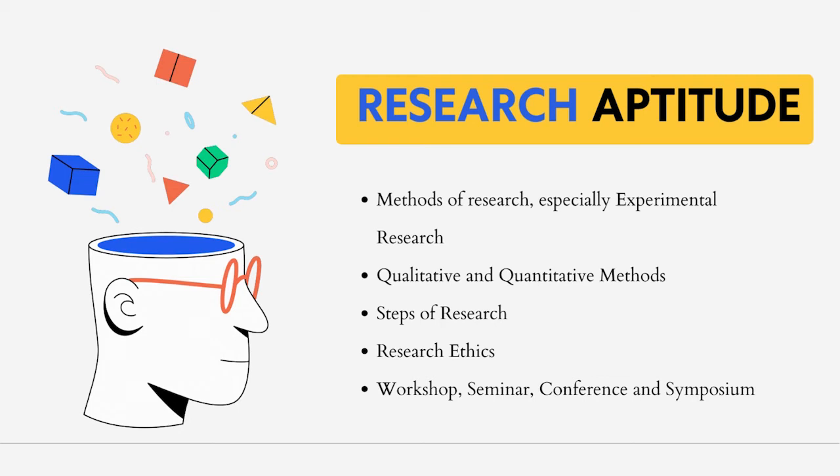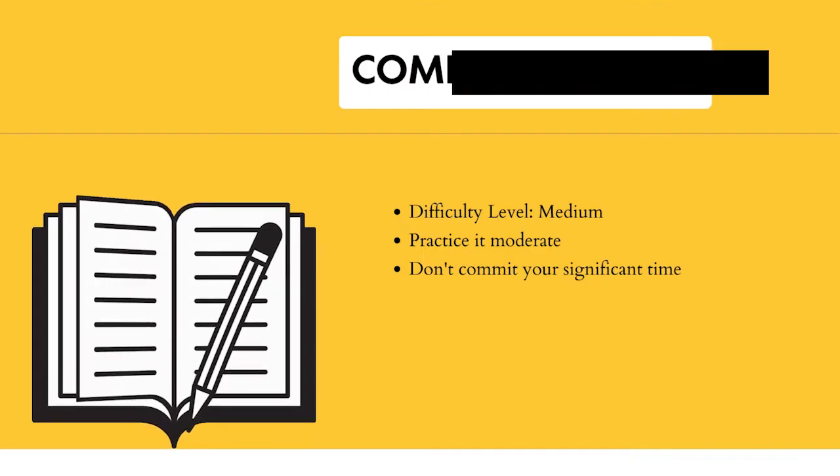Third one is steps of research. For this, just make a note of what steps are involved in research, because a chronology based question might come from this part. Next one is research ethics. This is also an important part under research aptitude. Last one is, just try to know what a workshop, seminar, conference and symposium are, and try to understand the difference between them.